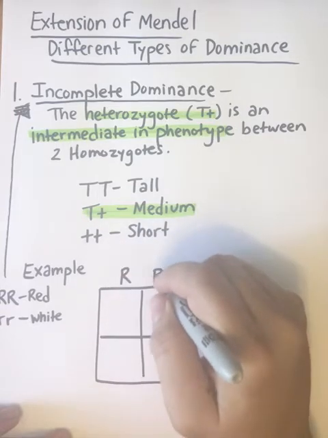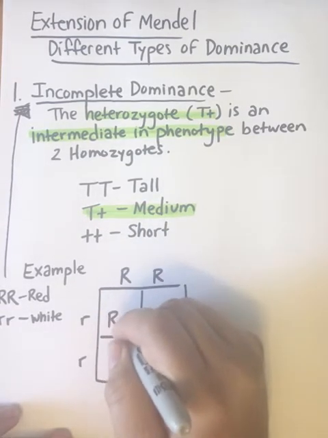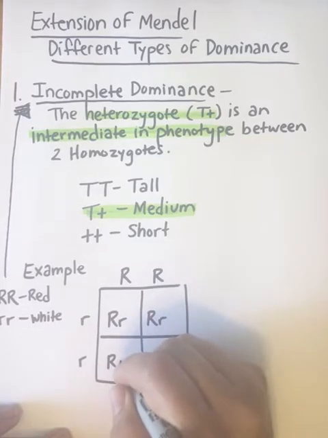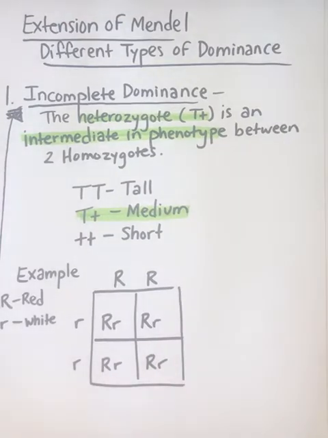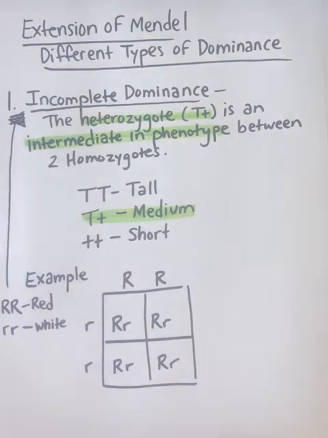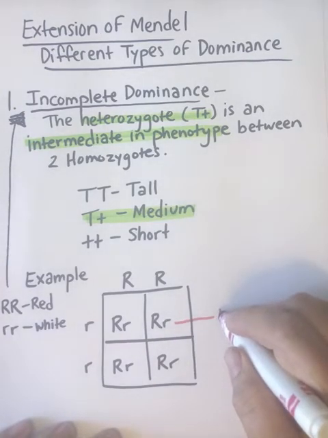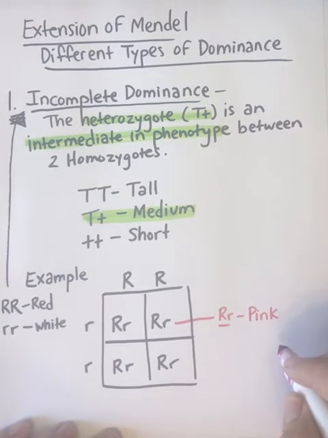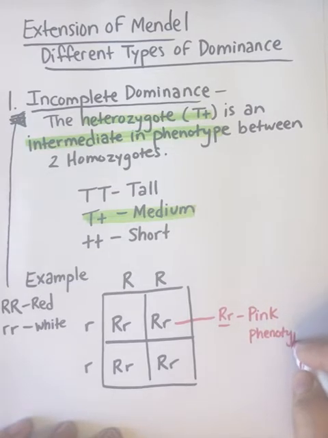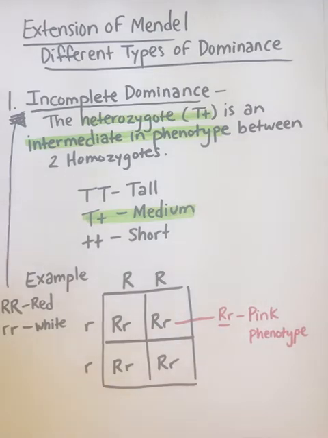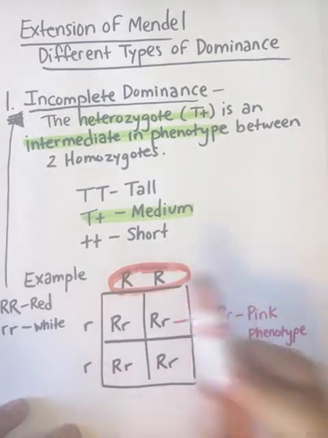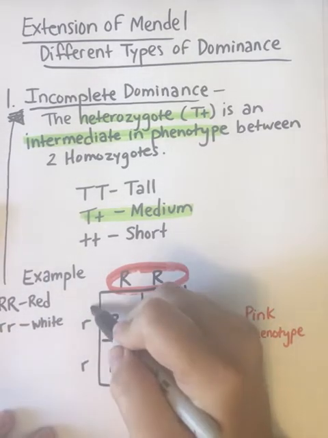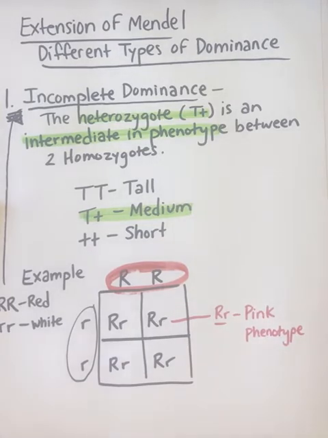So you cross the red plant with a white plant, and your offspring all end up being pink. This would literally be the genotype is a heterozygote, the phenotype is pink. The phenotype is an intermediate. When you cross a red plant with a white plant, you end up with an intermediate phenotype if it's a heterozygote. That's incomplete dominance. It's no longer simple dominance.